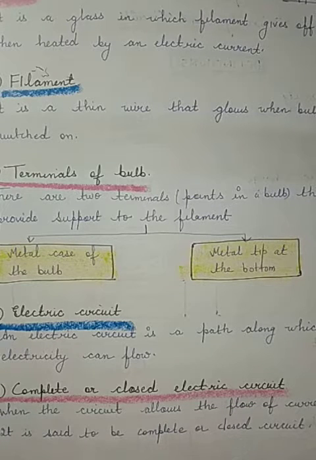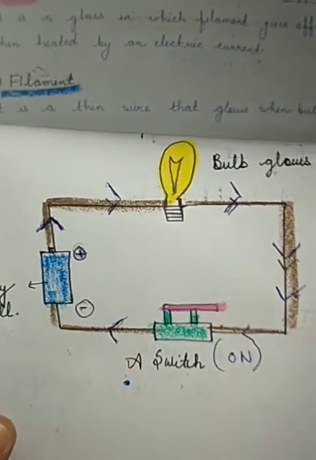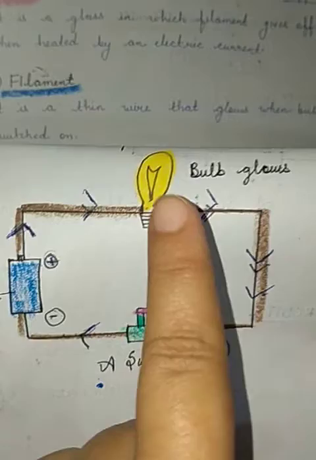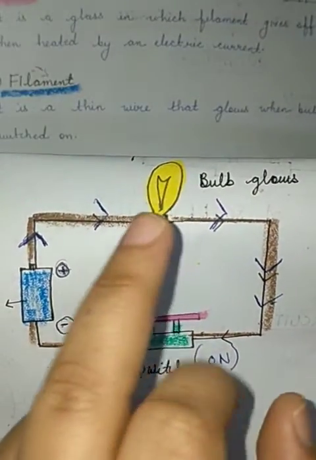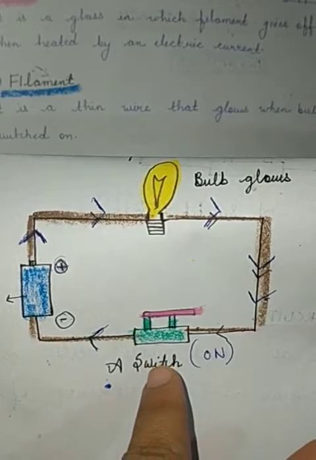For example, in this figure you can see here, this is an example of a complete closed circuit. Why is this an example of a complete closed circuit? You can see here that the bulb is glowing. The bulb glowing means the electricity can pass through this circuit. Here the switch is in the on position.